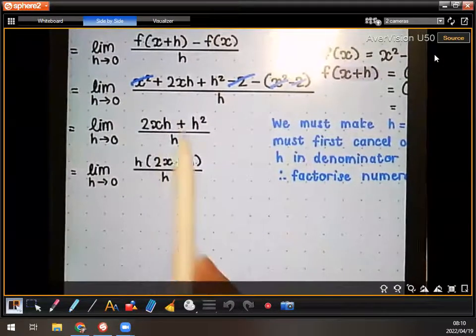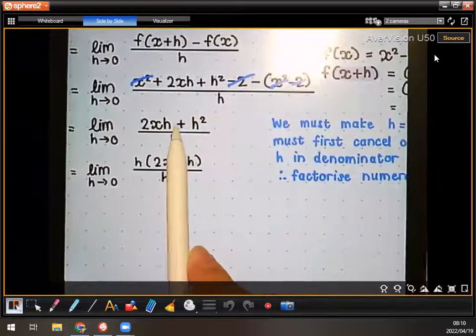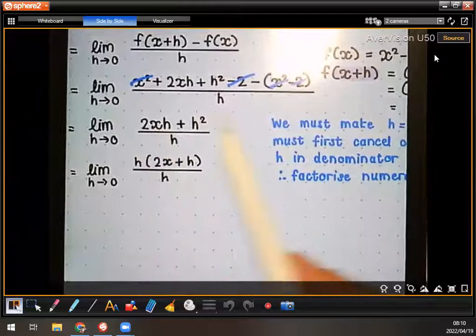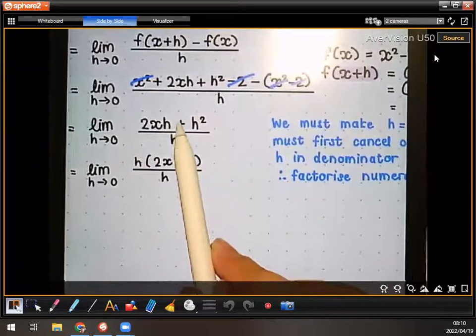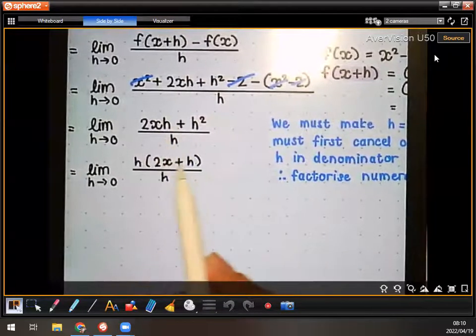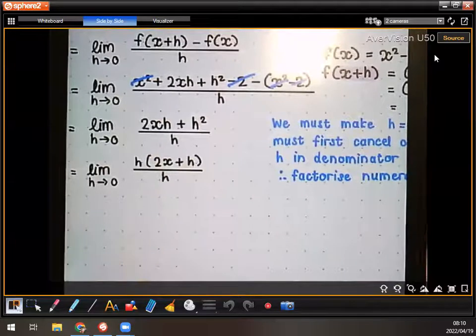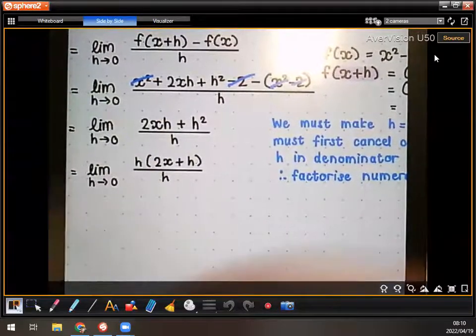Now, guys, remember, you can't cancel out the h here at the top, because here you have two terms in the numerator. I'm worried that some of you might think, oh, nice, I'm just going to cancel out that h with that h. You can't do that. You have to have one term at the top and one term at the bottom, which is why we factorize.